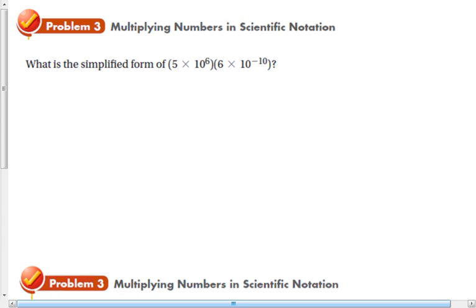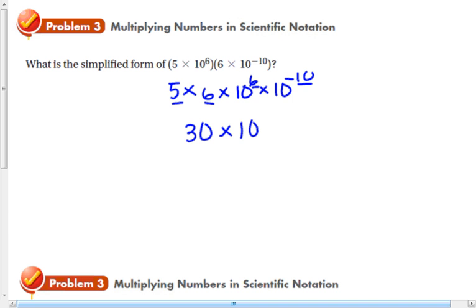All right, if they're in scientific notation, we can use some of the same ideas. Again, multiplication is commutative and associative, so I can rewrite this as 5 times 6 times 10 to the 6 times 10 to the -10. And now I can just simplify that, make it 30. And then I'm going to use my property that says if I have the same base, I just add the exponent. So I'm going to get 10 to the -4th power.